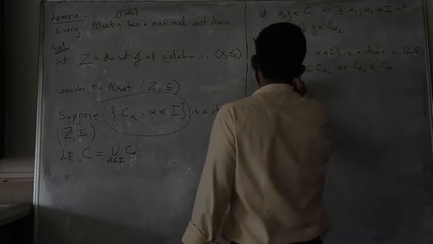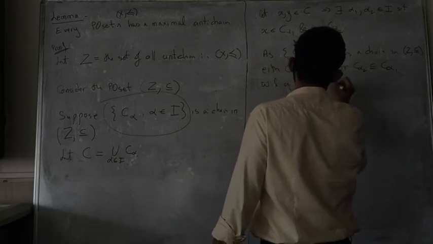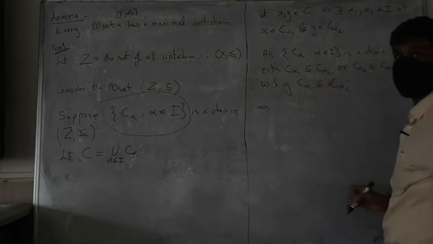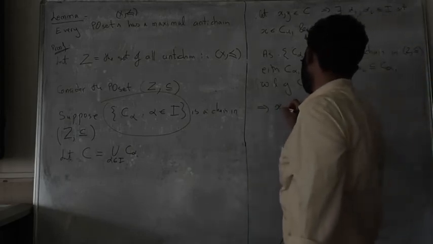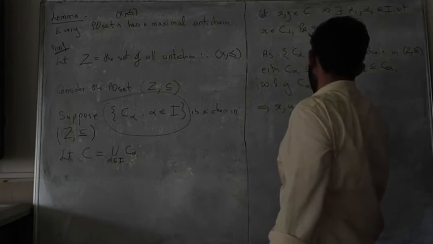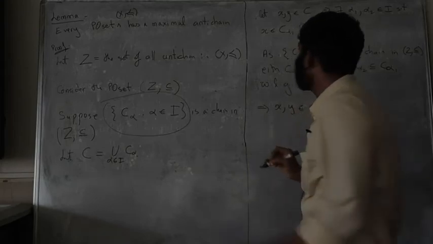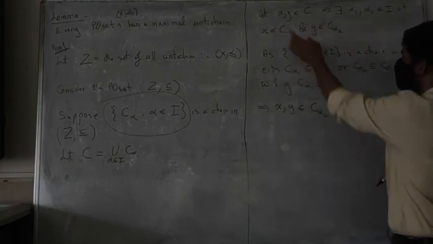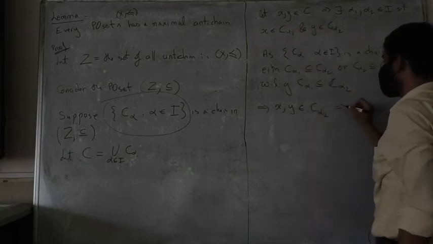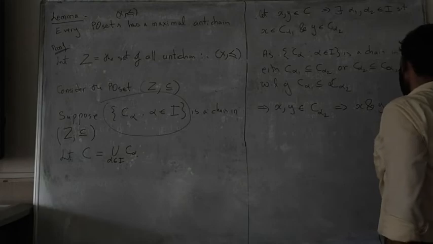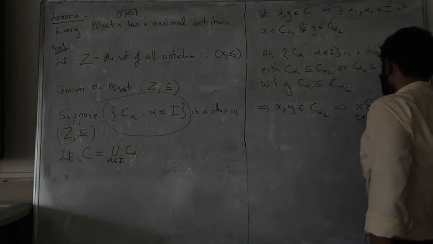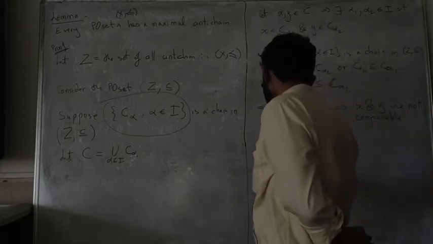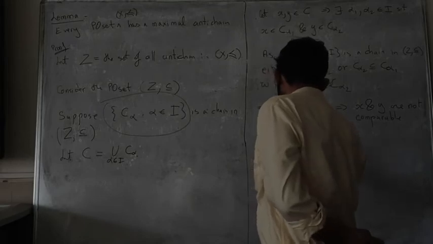And without loss of generality, we can always assume that C alpha 1 is contained in C alpha 2. That will tell us that both X and Y are in the bigger one, C alpha 2, right? X is here, Y is there. So this is in C alpha 2, this is contained in C alpha 2, so both are in C alpha 2, which means that X and Y are not comparable. That proves it.